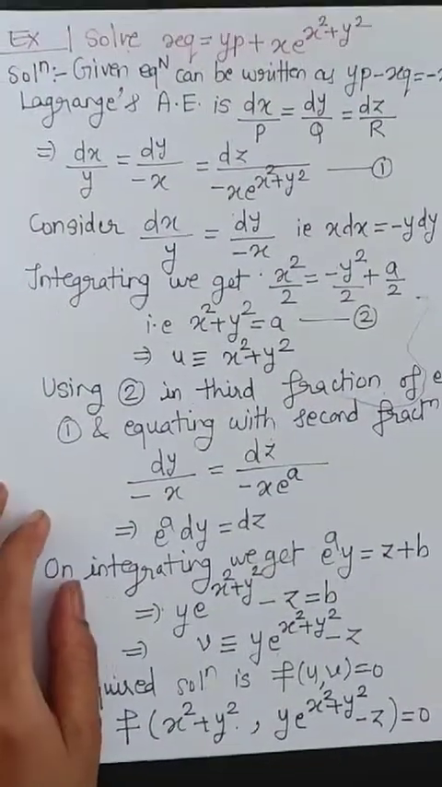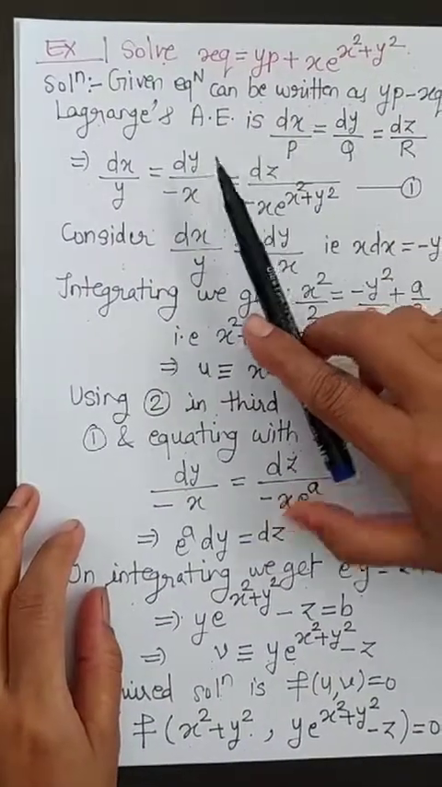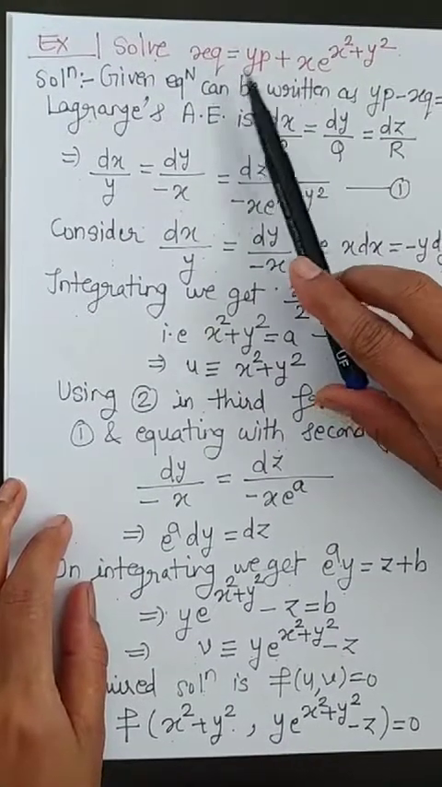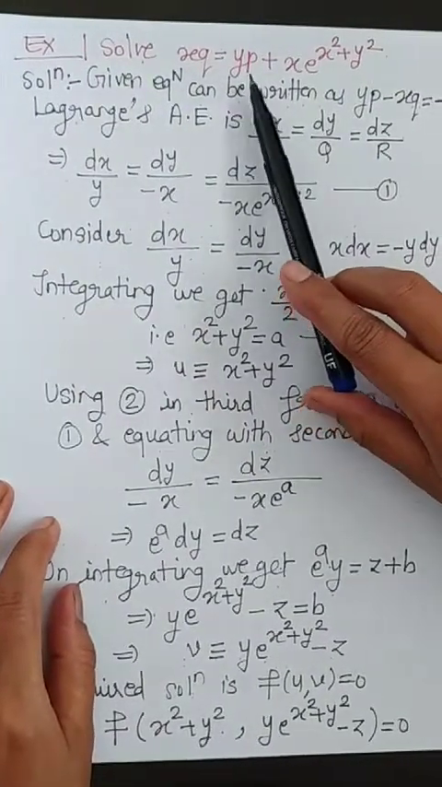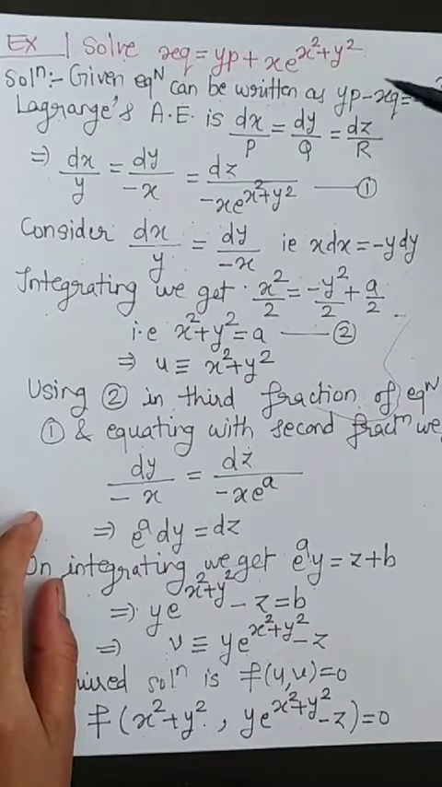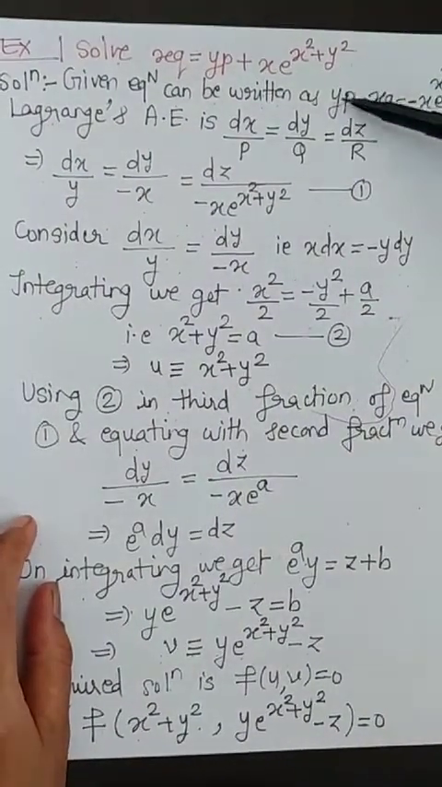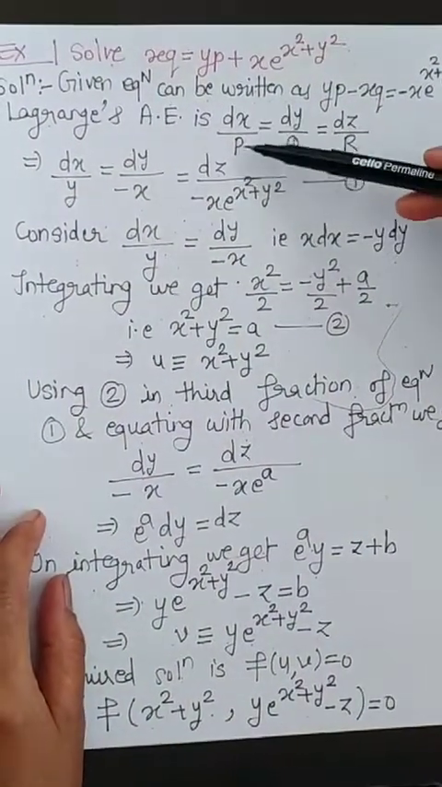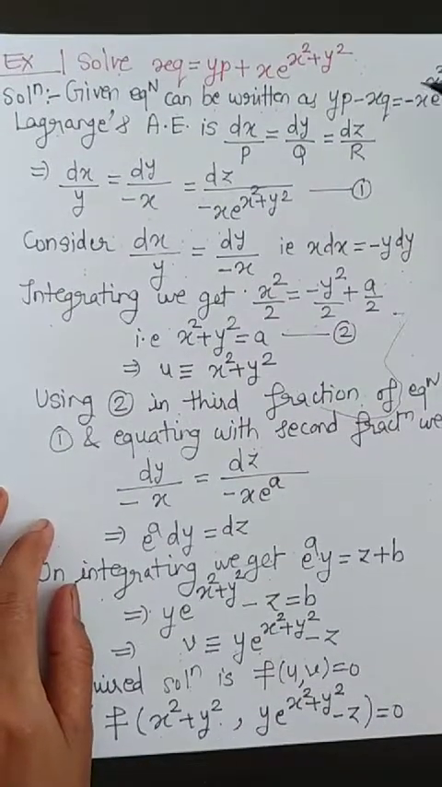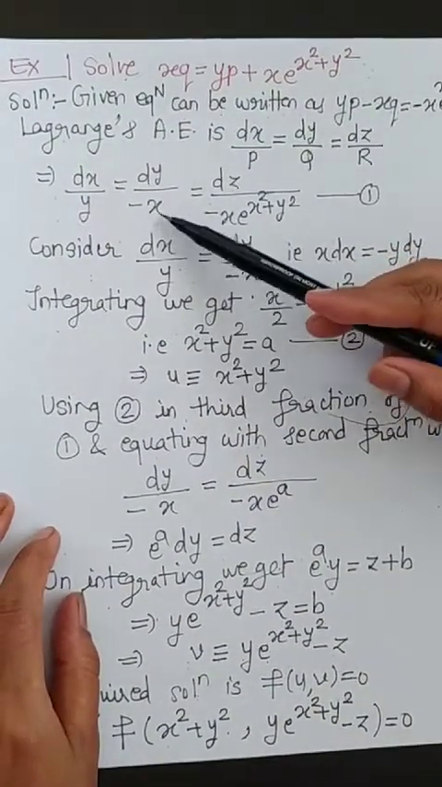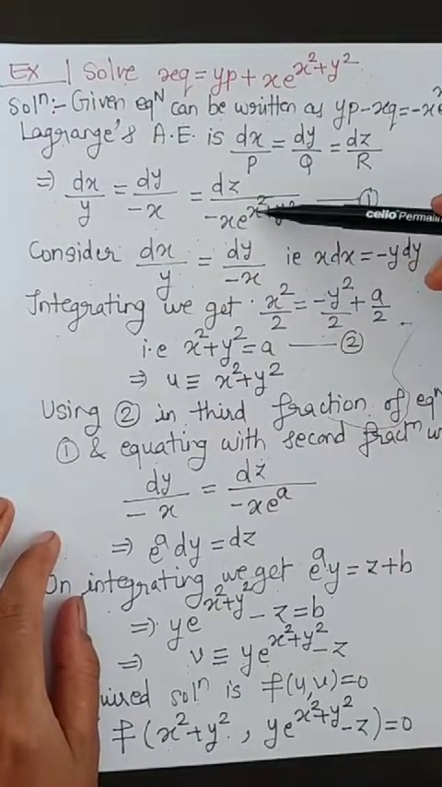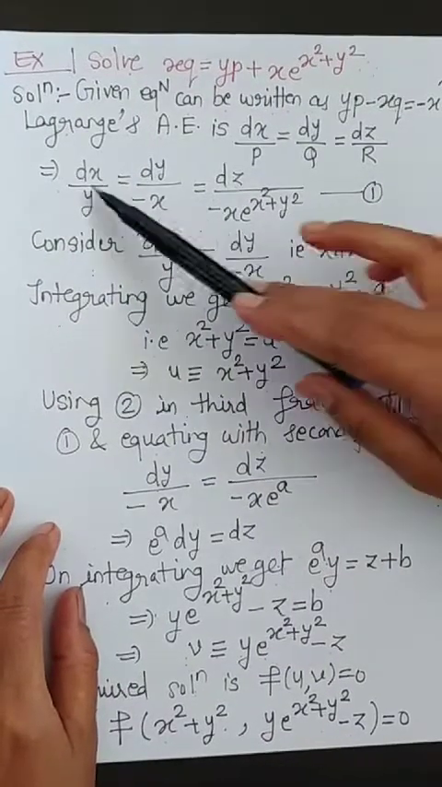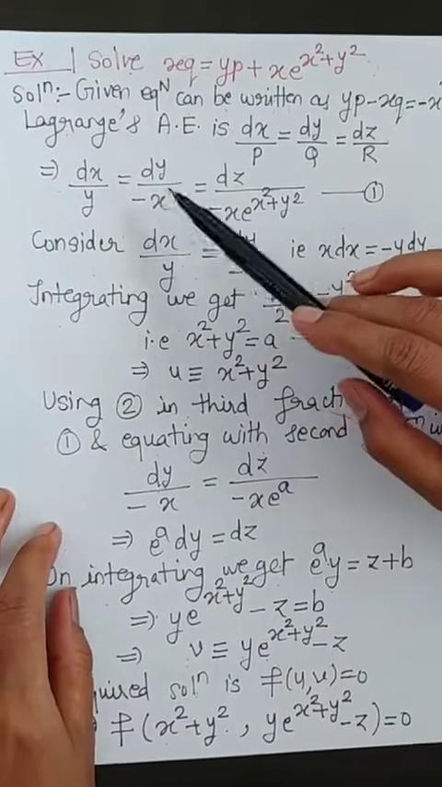Let us move to the next example on the second method. Again, first see whether it is in the standard form or not. It is not in the standard form, so we first write it as per the requirement. So it is pp, then shift it over here, so we get qq equal to r. Lagrange's auxiliary equation is dx by p equal dy by q equal to dz by r. P is y, q is minus x, and r is minus x e raised to power x square plus y square. Now can we consider the first two fractions? Yes, because it is completely in terms of x and y.